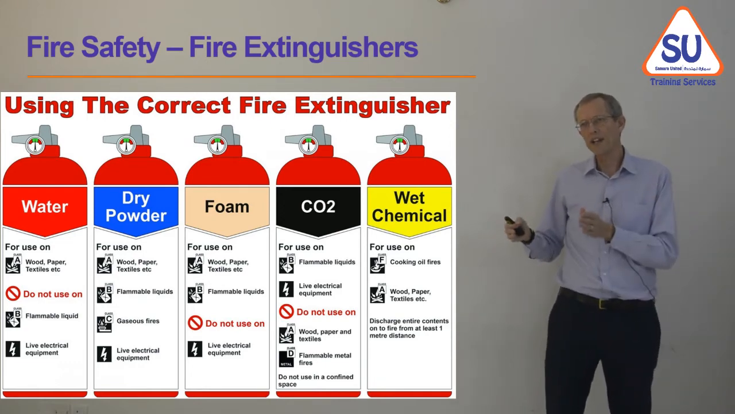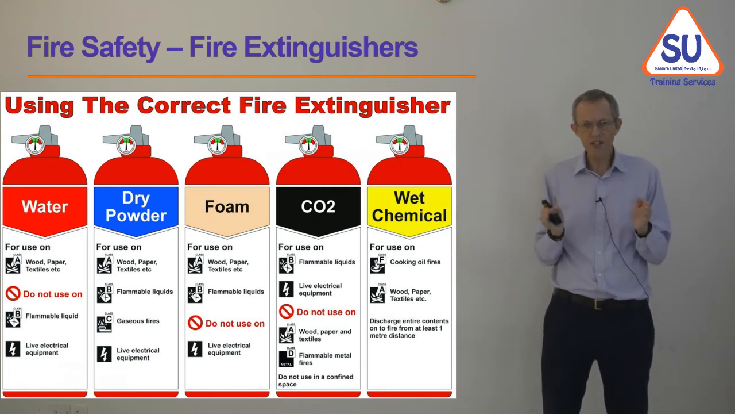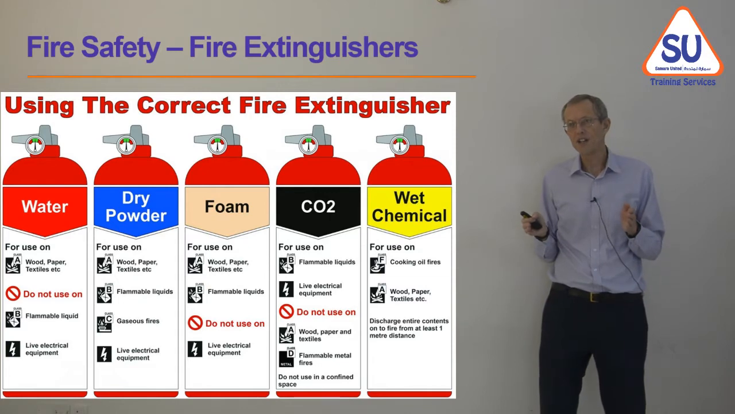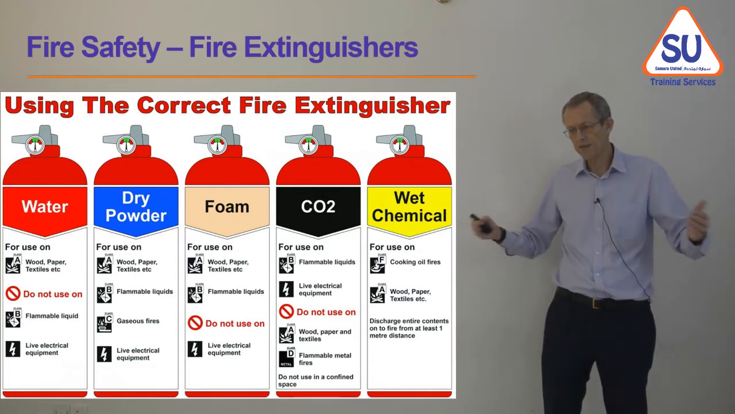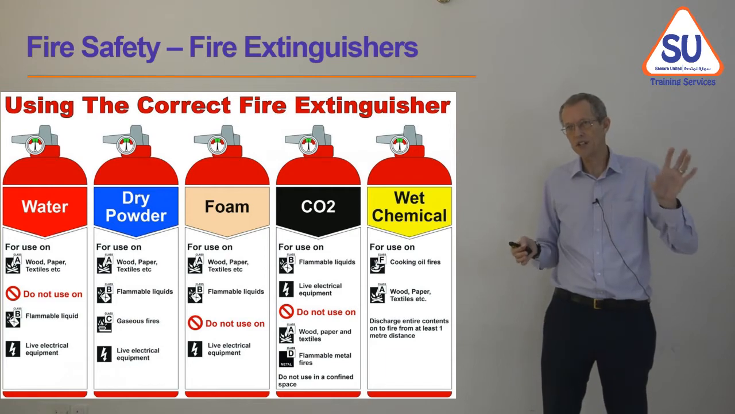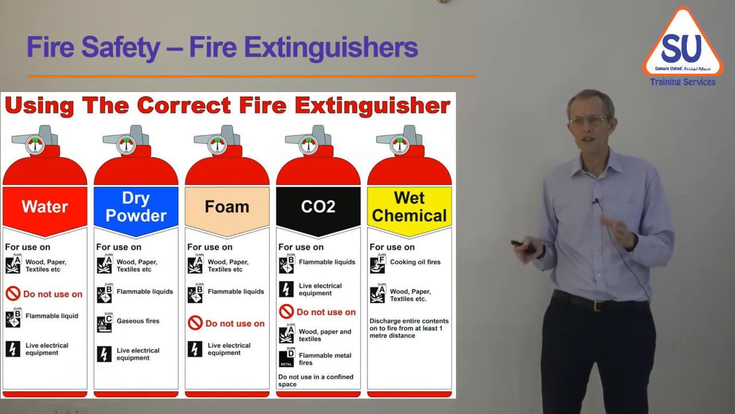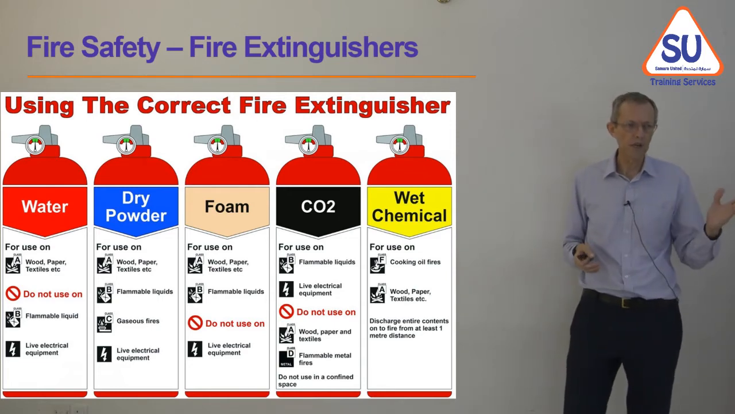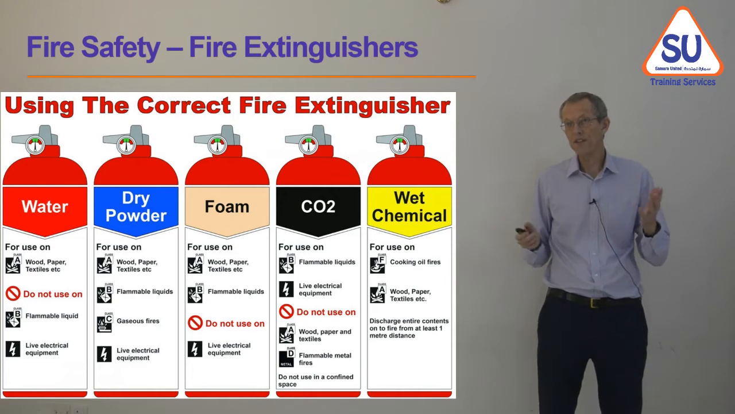And the fifth one we look at is the yellow one, the wet chemical. This is the specialist one for fat fires. So you'll find it in kitchens where they have big deep fat fryers. You'll have a special extinguisher for deep fat fryers. And it also works for wood, paper and Class A fires. So, five types of extinguisher.